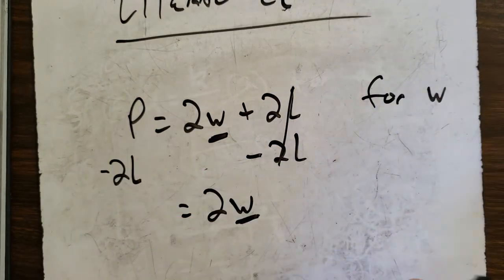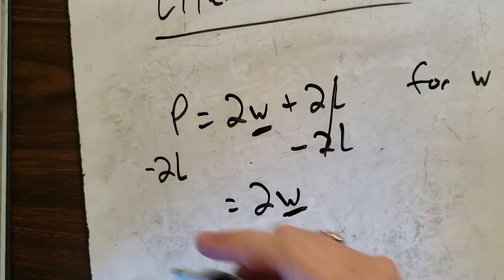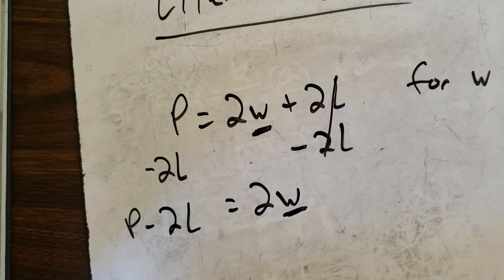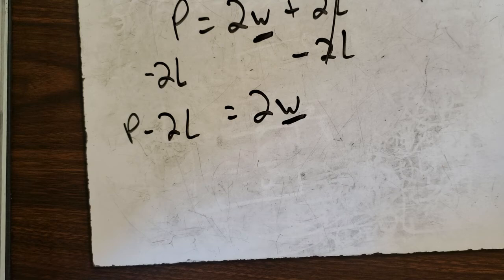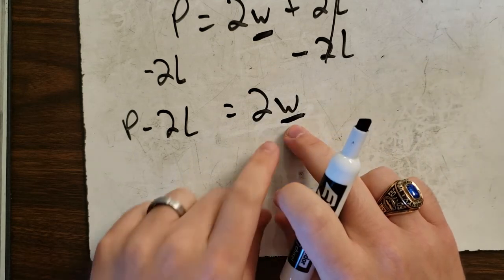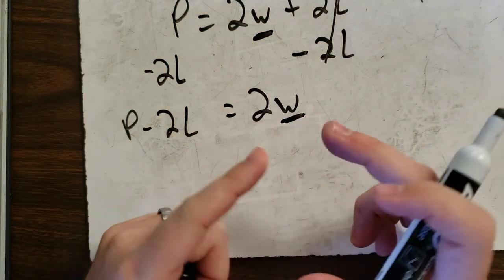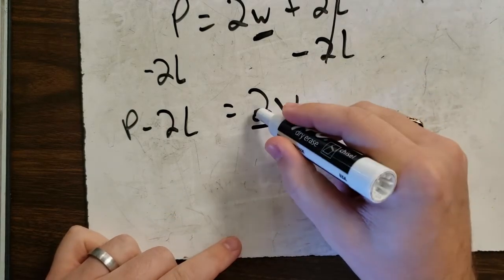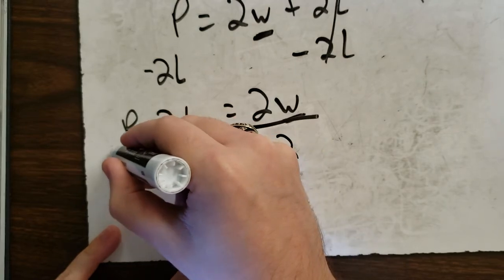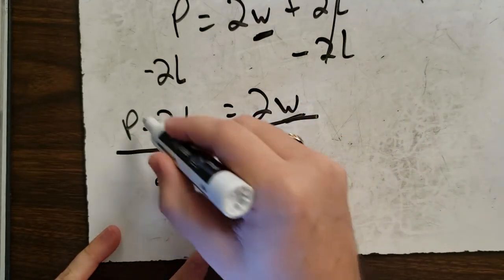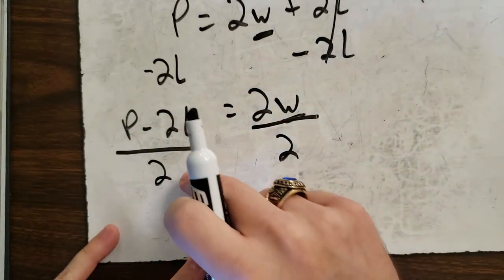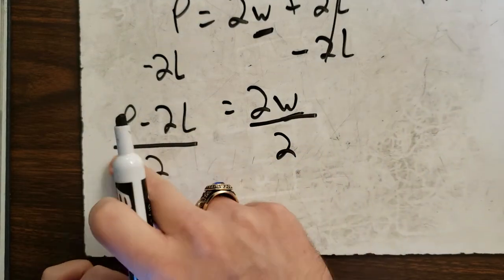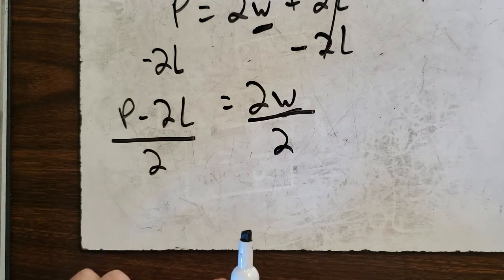P minus 2l. Now, once again, we can't do p minus 2l, so we just leave it as p minus 2l. There's nothing to do with it. Now our last step is to get the w by itself, to get rid of this 2 attached to it. Now remember, how do we get rid of that 2? Well, we have to divide by our number, by 2. And we do that for the whole thing. Now look, I'm dividing the whole term, p minus 2l, by 2. Not just one side, the whole thing gets divided by 2.